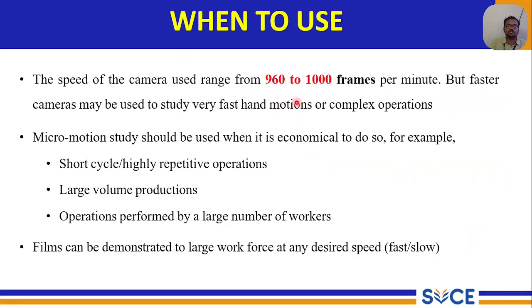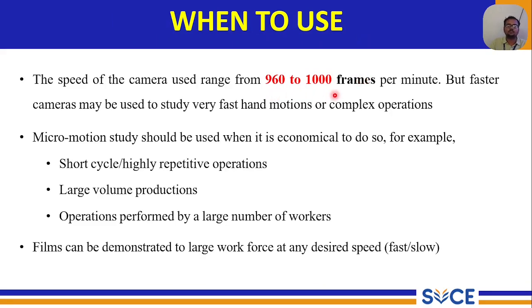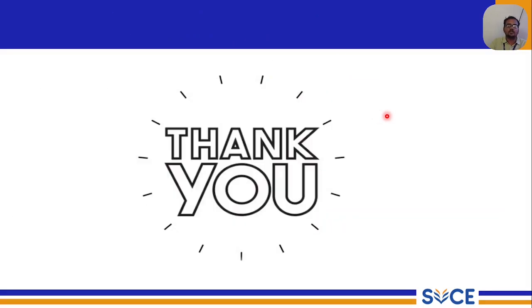You could see the speed limit here, right? Earlier it was 60 to 100, then it has been made to 960,000 frames. So the higher the number of frames, the higher the precision and the higher the accuracy with which you can analyze them. We will stop with this video for this content, and we will continue with the remaining contents in the next video. Thank you.